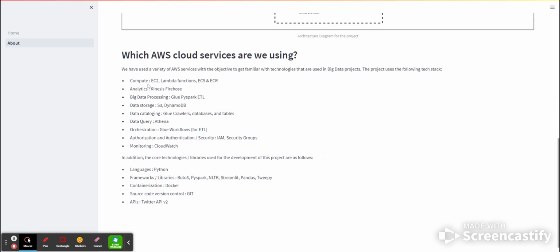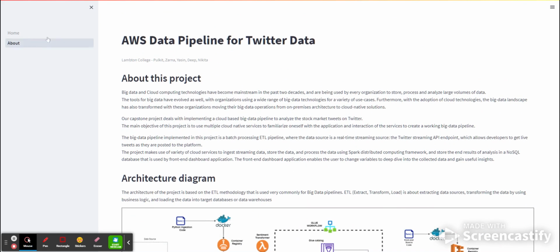For example, for compute, we have used EC2, ECS, and so on. For analytics, we have used Kinesis Firehose to collect the data. For anything related to ETL, we are using AWS Glue. For authorization, we are using IAM, and we are using Python for all the coding. These are the libraries we are using. We have used Docker to containerize the code. We have published all the code on Git. And as I mentioned initially, we have used the Twitter API for collecting the tweets.